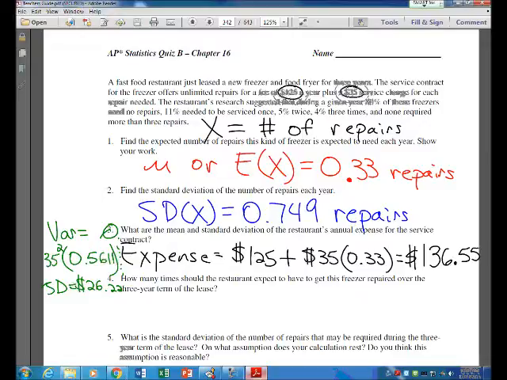Make sure you have this, because I'm going to clear it in a second, and we're going to go on into 4, 5, 6, and 7. So again, we have the expected number of repairs each year is 0.33 repairs. So we're not even expecting a total of 1 repair each year. Then we have the standard deviation for the number of repairs each year is about 0.749 repairs. And for our contract, how much do we expect to pay each year? We expect to pay $136.55, but then we have a standard deviation of about $26. So we're looking at a range. That gives you a measure of spread, $26.22. So you have that written down.